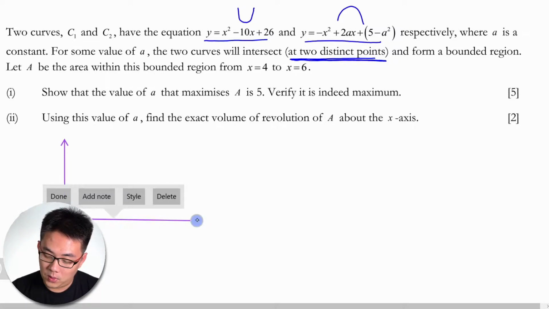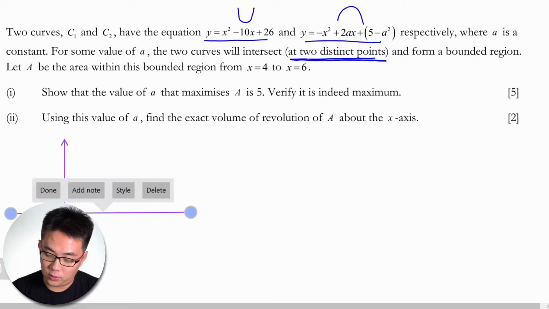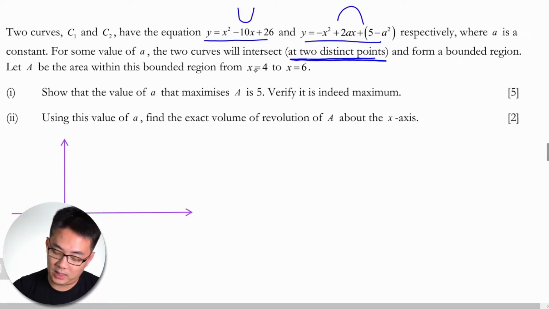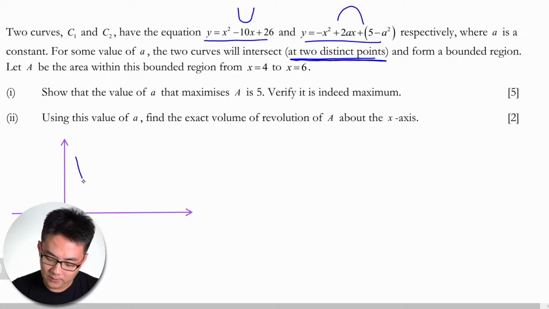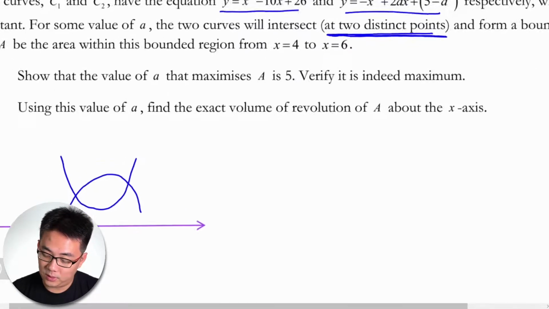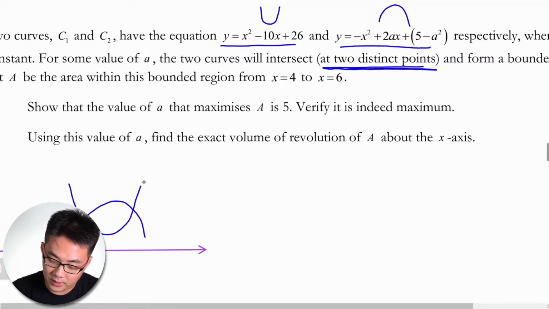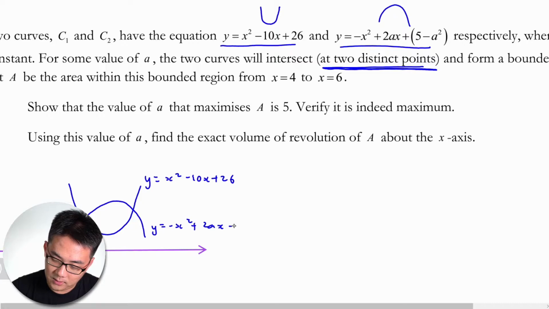I'm not sure, I'm just going to draw this. This is a smiley face, something like that. I'm not going to draw the y-axis because I don't really know where it's located. So this is y equals x squared minus 10x plus 26, and this is y equals minus x squared plus 2ax plus 5 minus a squared.